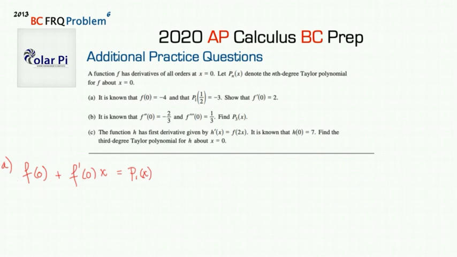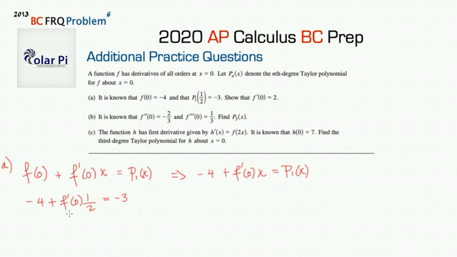So what we have translates to -4 plus f prime of 0 times x is equal to p1 of x. And then, since x is 1/2, so 1/2 is plugged in for x, we see that this is going to turn out to be -4 plus f prime of 0 times 1/2 is going to equal p1 of 1/2, which is -3, so it's going to equal -3.